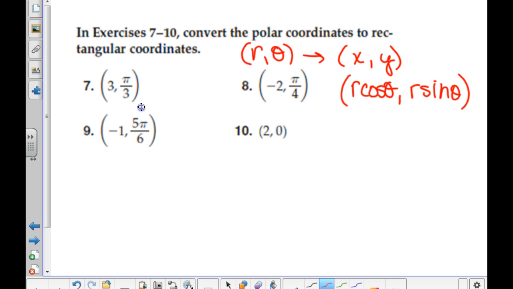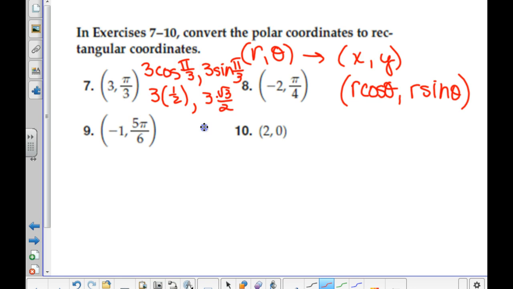Now, use your unit circle. What are the coordinates at pi over 3? 1/2, square root of 3 over 2. So this is going to be 3 times 1/2, and this is going to be 3 times square root of 3 over 2. So the answer is just 3/2, comma, 3 square roots of 3 over 2.